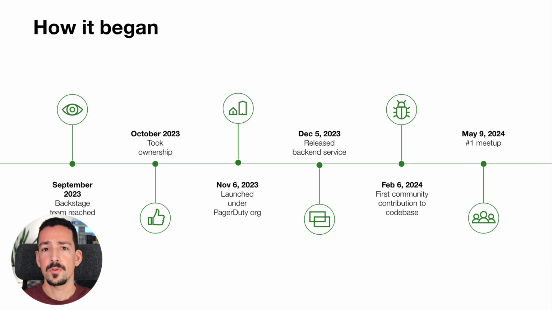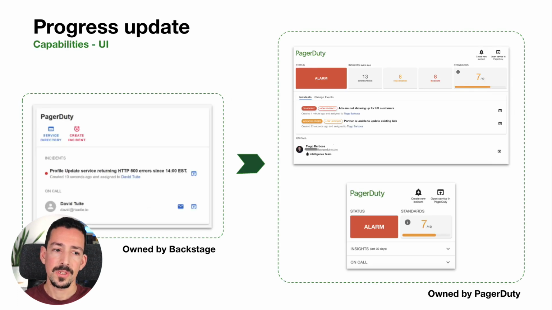Basically, I want to go into showcasing some of the features that we built in the meantime, to show a bit of the progress of the plugin. Here on the left, you see how the plugin looked when it was owned by Backstage. This is a very simple example of how it would look. It would allow you to list all the incidents, see who's on call, create incidents, and navigate to the incidents directly. But now on the right, you see what we evolved to, right?